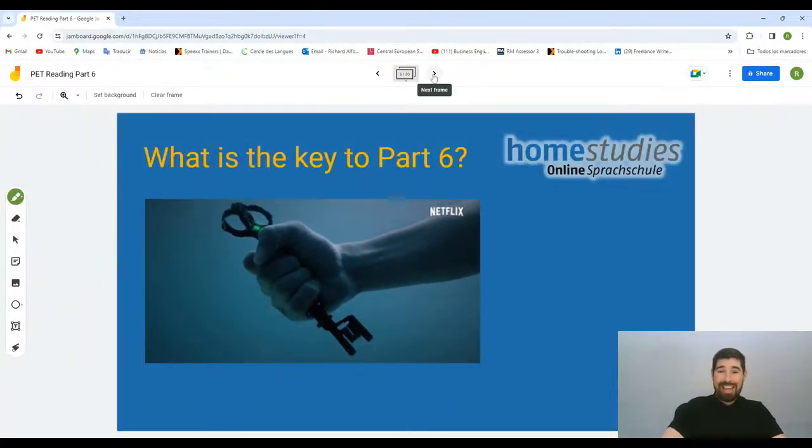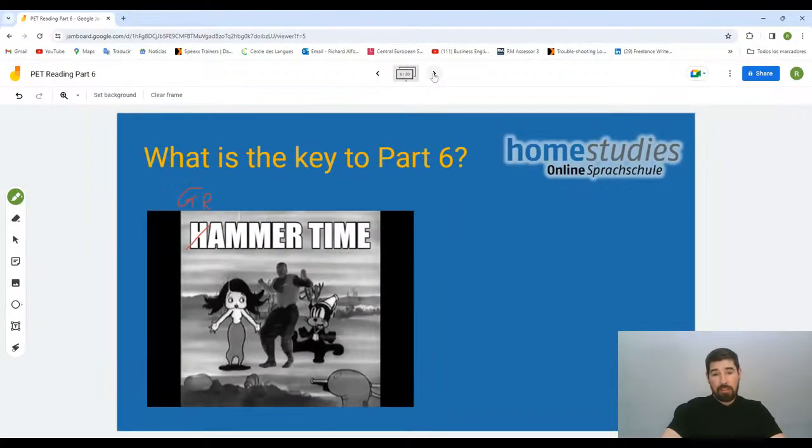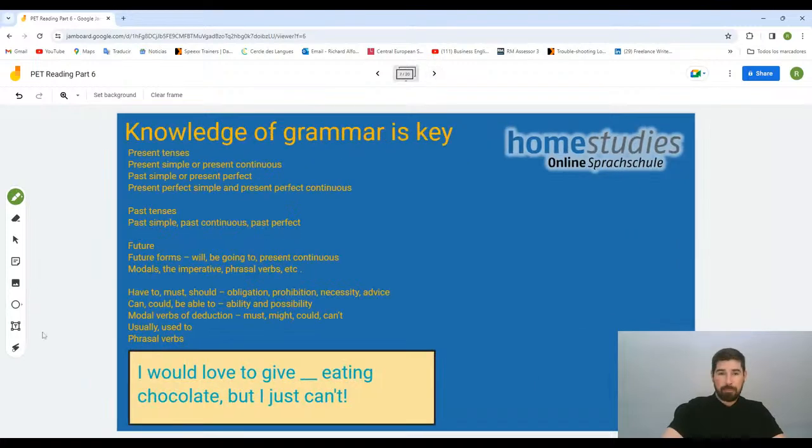So as I said, the key here is the before and after, and the grammar time. So let's have a look at B1 grammar, which you must know. Here's a list. The tenses, the present tenses, simple, continuous, the past tenses, the perfect tenses, the future forms, and then modal verbs, things like have to, must, should, can, could, usually, used to, phrasal verbs. That's some of the grammar you need to know. Take a screenshot if you need to.